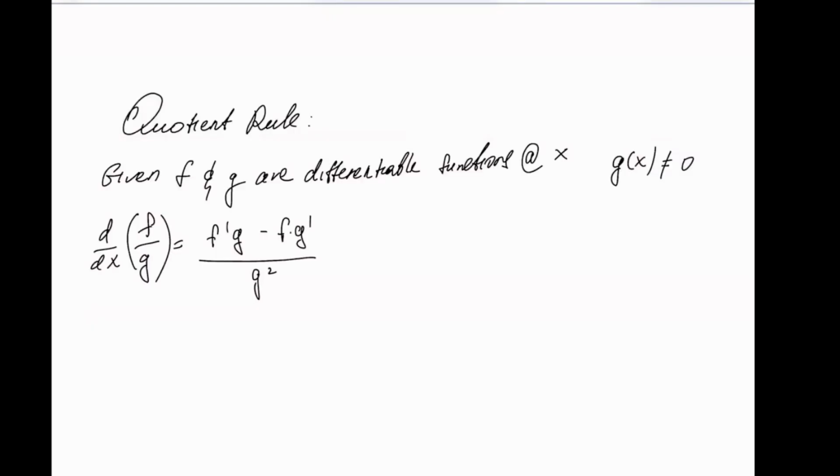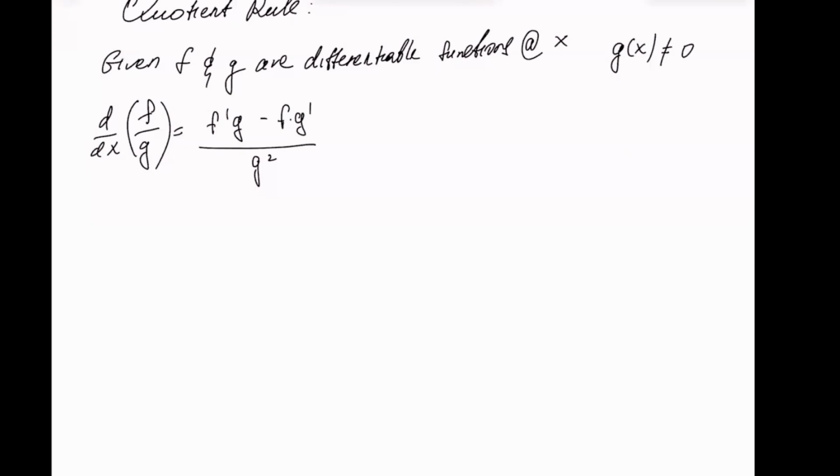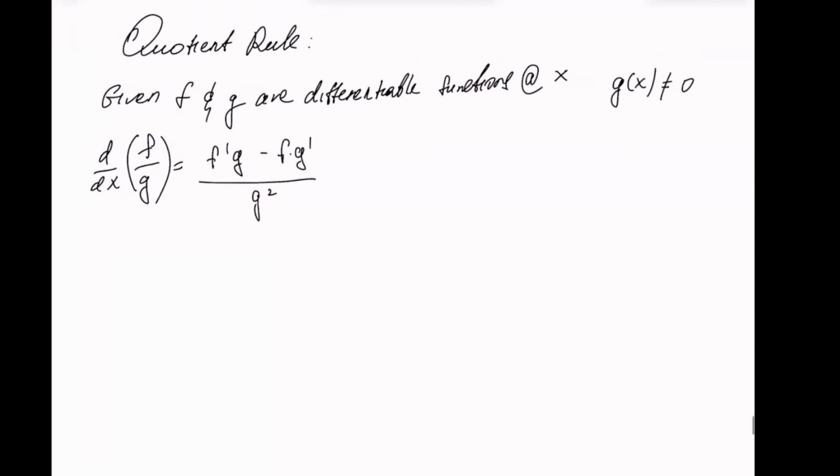Now let's continue our discovery of new rules of differentiation, and the next one would be the quotient rule. So given f and g are differentiable functions at x and g of x is not equal to 0, then the derivative of f divided by g is equal to f prime g minus f times g prime divided by g squared. Now let's see how we can use this rule to find the derivative of a function.